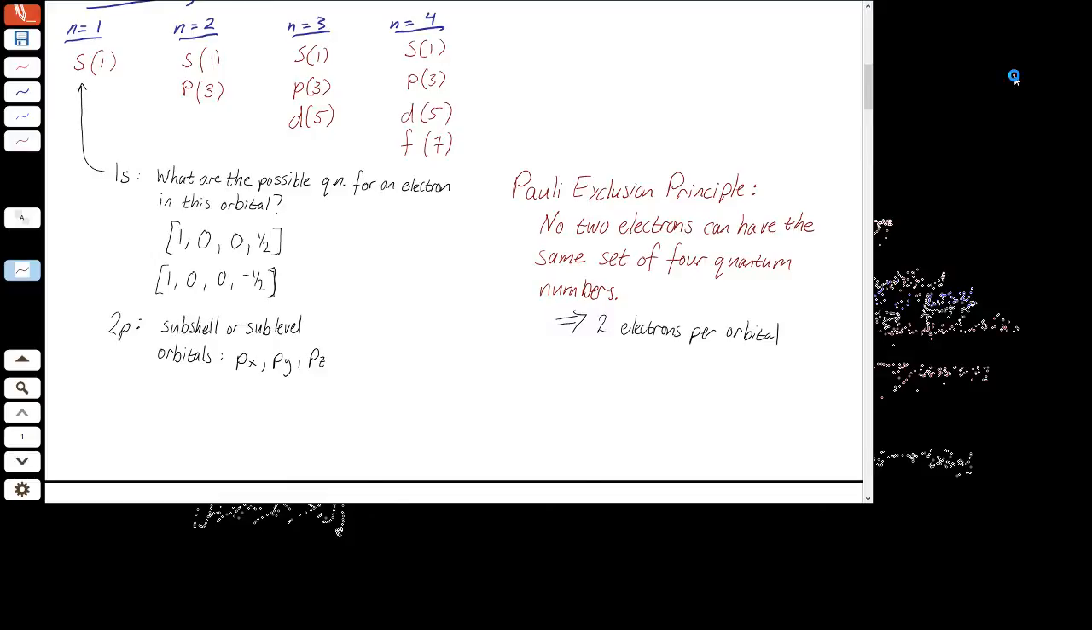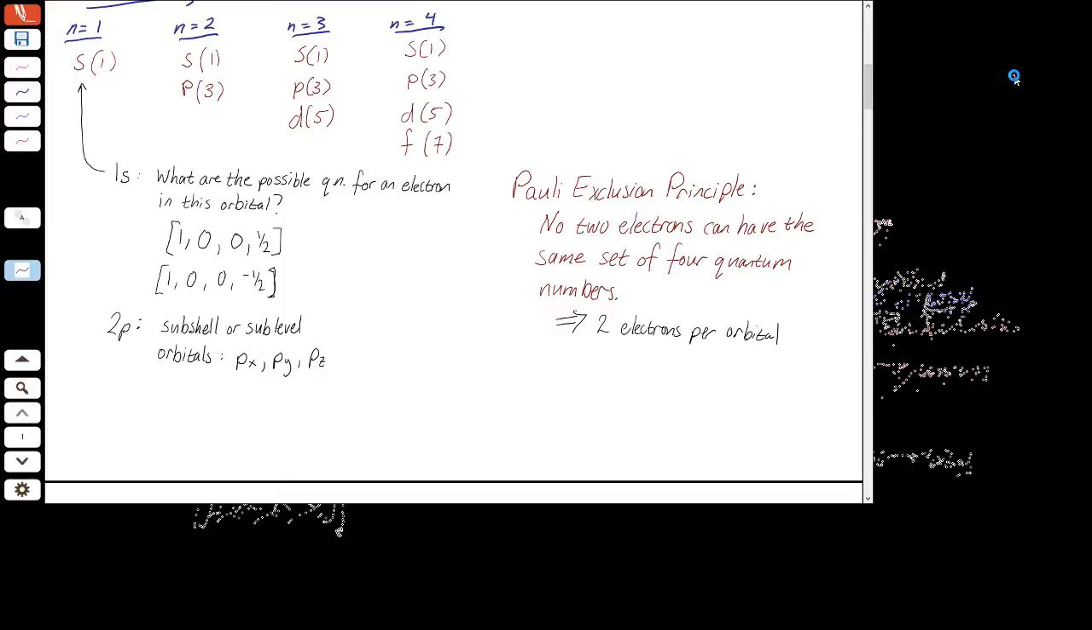And remember that even though there's 3, they don't correspond neatly to the quantum numbers. So the ML values are minus 1, 0, and 1, but we can't say that the px is ML negative 1. They don't correspond directly like that.